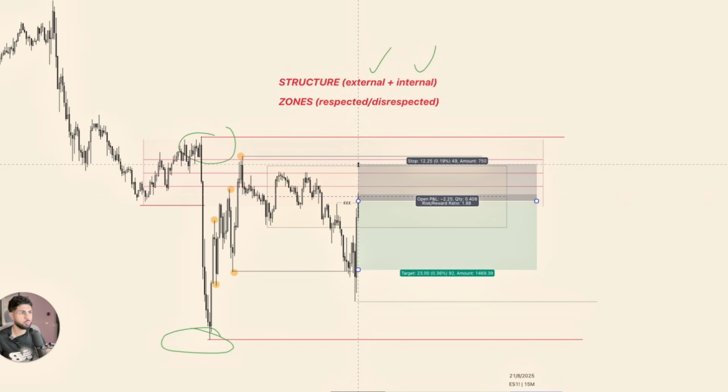Stop loss I'd put above this because there's no unmitigated area stopping us from dumping before reaching this high where we're framing our bias on. Still bearish as long as this high holds, and you can target that lower low. This is just pure simplicity.